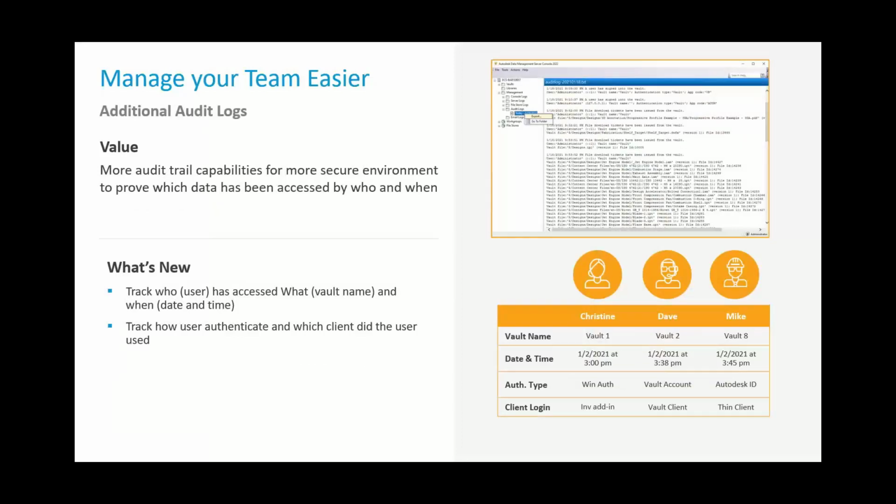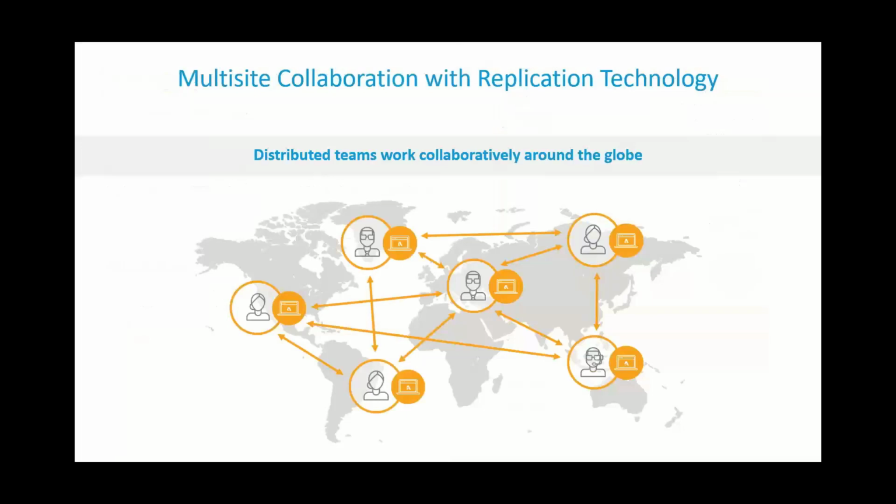They've also given us an audit log inside of the Vault ADMS console, the server application, that will track users, what time they log in, what kind of authentication type they used, and where they logged in from. So did they log in from the Inventor add-in? Did they log into the Vault client? Did they log into the Thin client? Those types of things will be tracked in the audit.